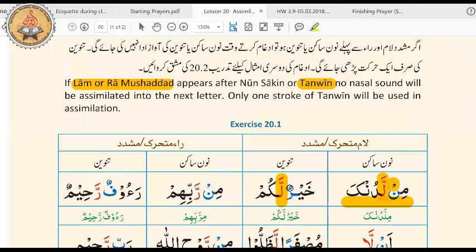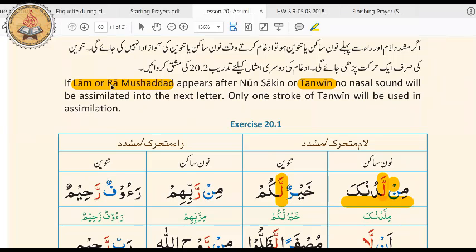So that means when you join this ra with this lam, only one stroke of the sign will be used. So normally you would pronounce this as run, right? But in this case, you would pronounce it as ru, okay? So you would only use one stroke of the tanween, and that will join onto the lam. So how I would say it is khayrul lakum, not run lakum, but khayrullah. Can you hear how I said just one stroke of the tanween? Similarly, that was two examples with the lam mushaddad.